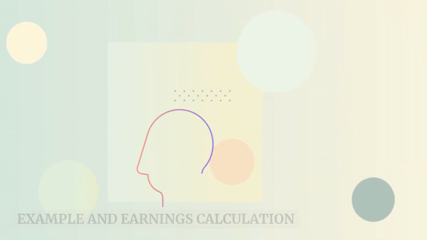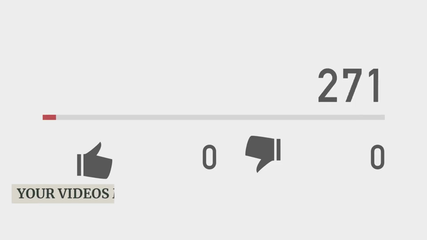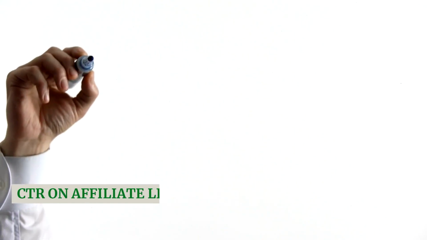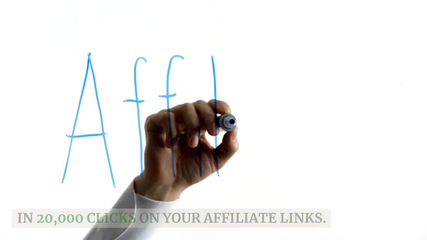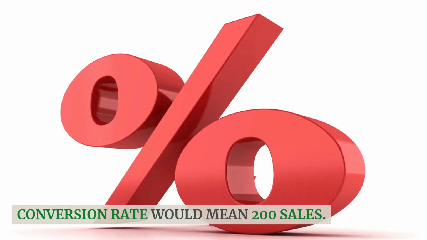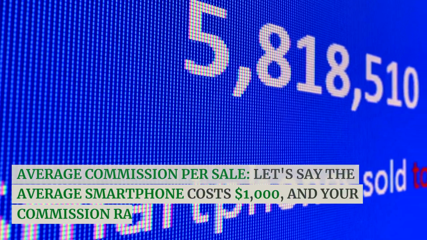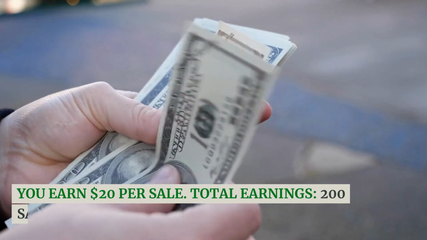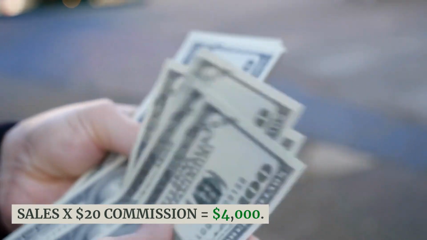Example and earnings calculation. Let's say you create a series of videos reviewing the latest smartphones. Your videos manage to garner a total of 500,000 views over 30 days. Click-through rate on affiliate links: a 4% click-through rate would result in 20,000 clicks on your affiliate links. Conversion rate: a conservative 1% conversion rate would mean 200 sales. Average commission per sale: let's say the average smartphone costs $1,000, and your commission rate is 2%. You earn $20 per sale. Total earnings: 200 sales x $20 commission equals $4,000.